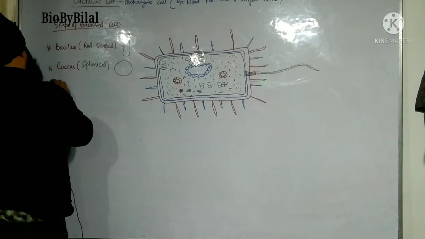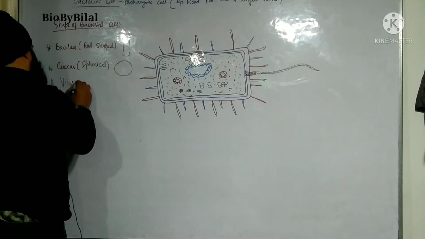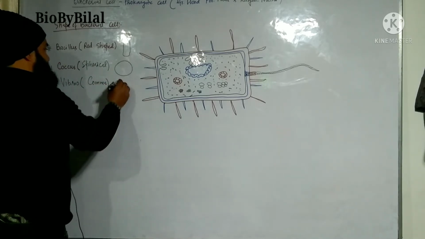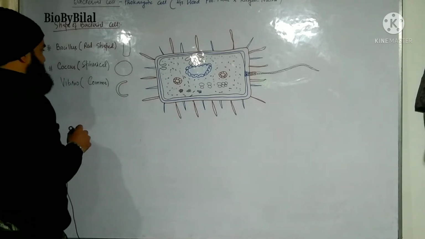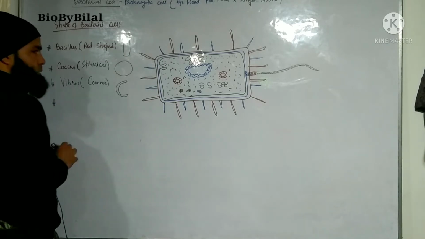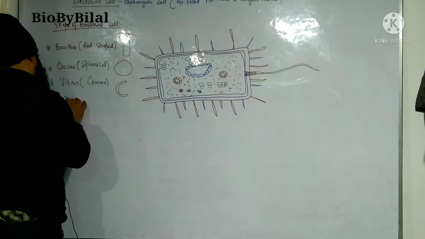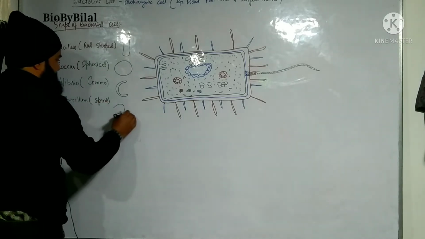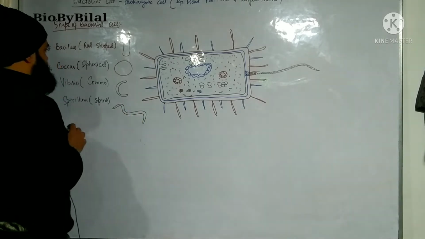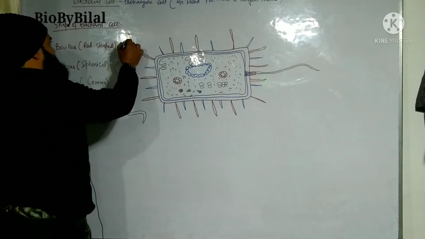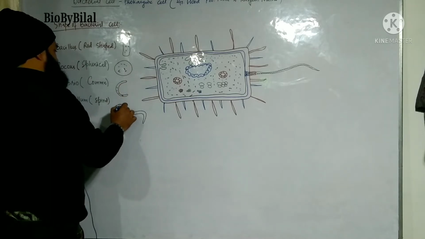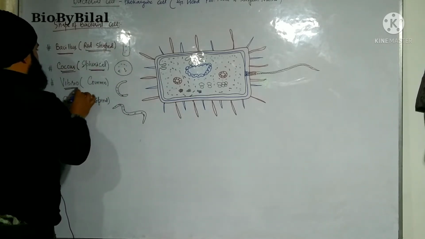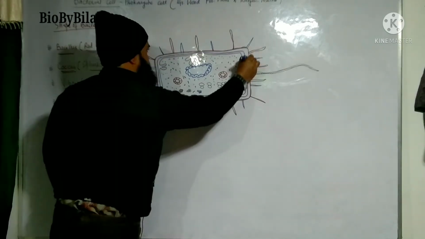Then the third one is called the vibrio. Vibrio is the comma shaped bacteria, comma shaped like this. And the last type of bacterial shape is called the spirillum. Spirillum means spiral shaped bacteria like this. These are the 4 types of shapes the bacteria have. Once again, I'll repeat: bacillus is rod shaped, coccus is spherical, vibrio is comma shaped, spirillum is spiral.